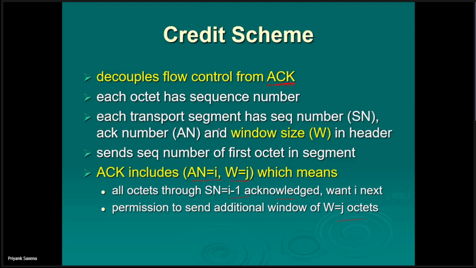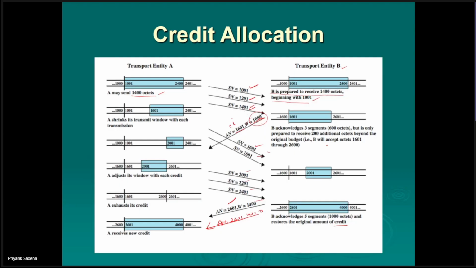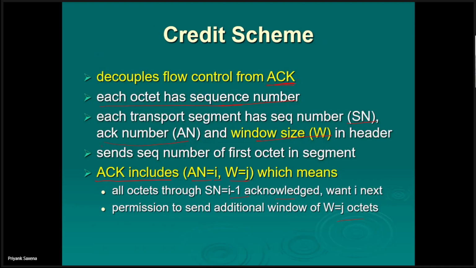Each octet has a sequence number. Each transport segment has a sequence number, acknowledgement number, and window size. So there are three parameters. The sequence number is that of the first octet in the segment to be sent. I have one example.